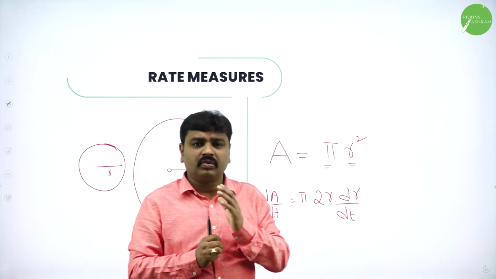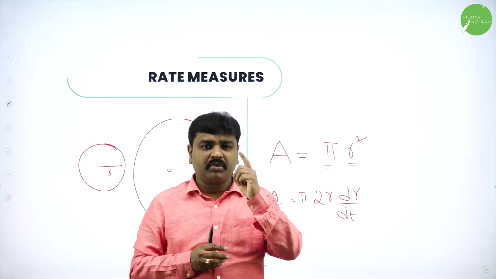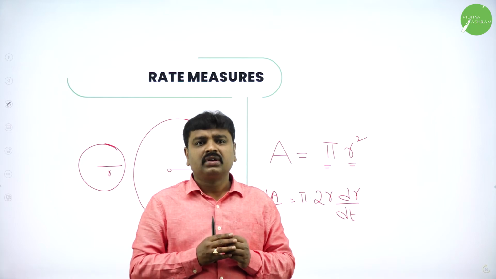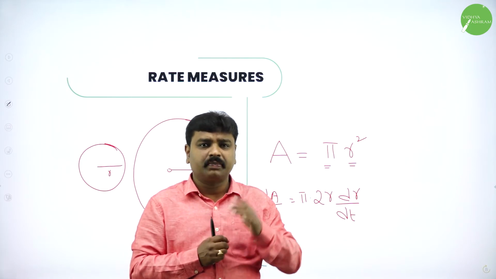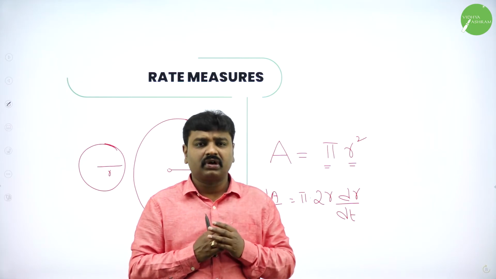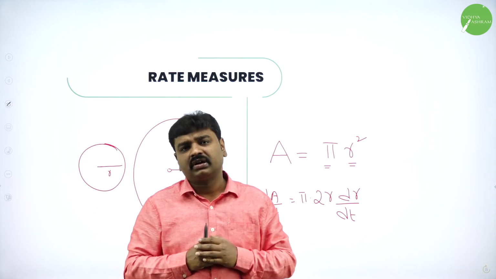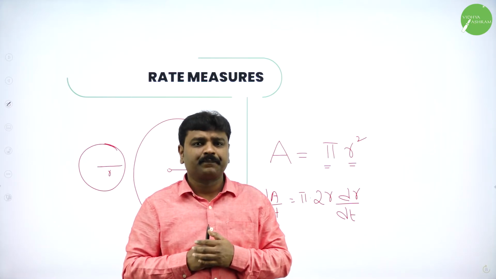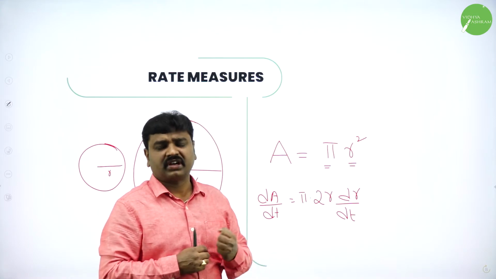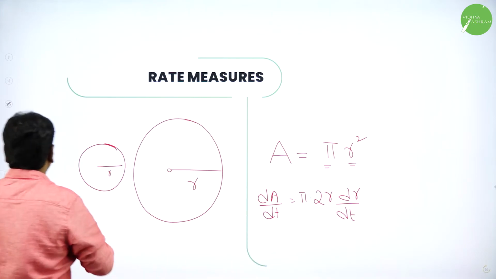Dear students, till now I have done 3 problems. The first problem we have solved was the cylinder, volume of cylinder, pi r square h. The second one we have solved was the square, area of square, side square, x square. Now we have done the circle, area of circle, pi r square. Now we'll go ahead with more problems.